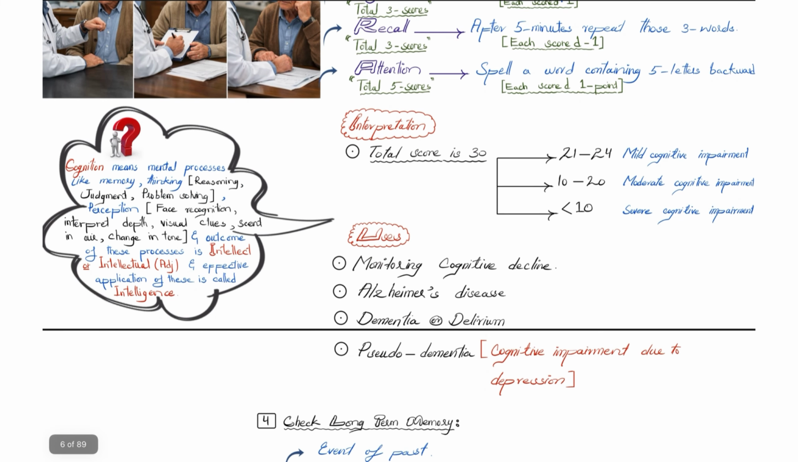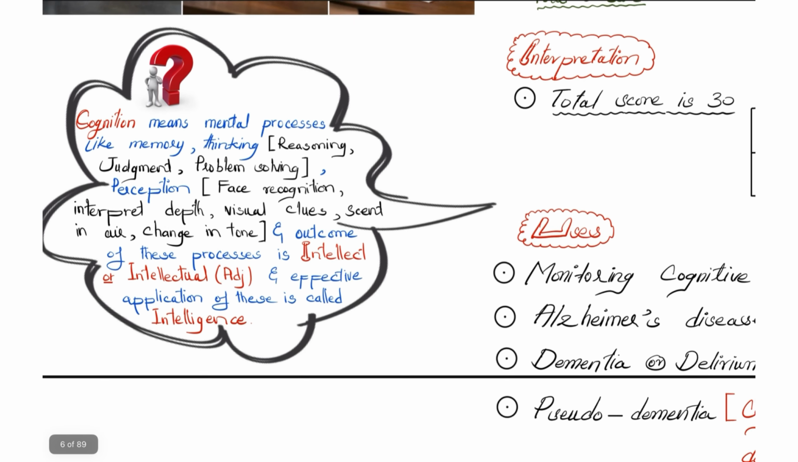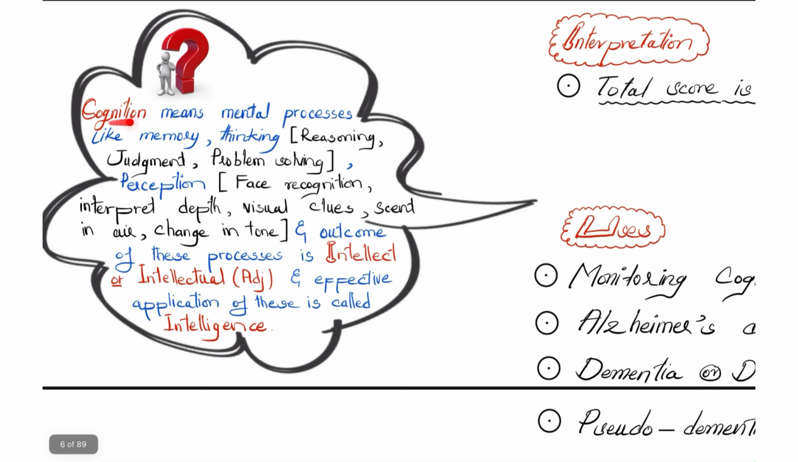Now, before jumping to the interpretation, you should know the differences among cognition, intellect or intellectual, and intelligence. Cognition means mental processes like memory, thinking, which involves reasoning, judgment, and problem solving ability, and perception, like face recognition, interpreting depth, visual clues, scent in the air, or change in the tone. And this is called cognition. Now, the outcome of these processes, the outcome of the thinking, memory, and perception, is called intellect or intellectual. The outcome can be poor or can be outstanding. And the effective application of these mental processes is called intelligence.